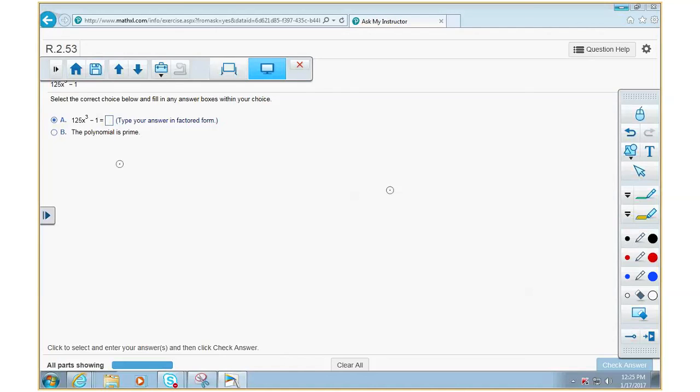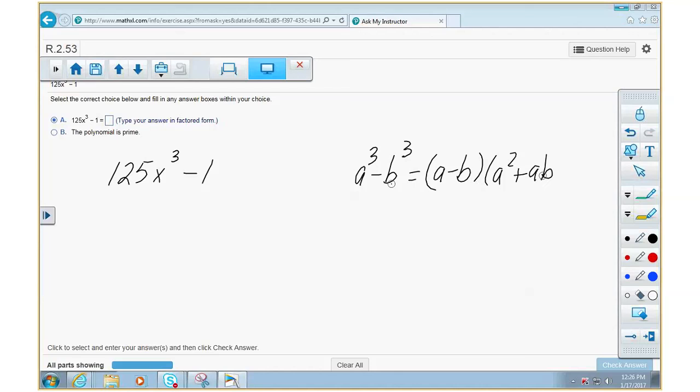125x cubed minus 1. All right, somebody tell me which shortcut it is, or it could be. 4 or what? 4 or 5. It cannot be the first 3 because it's a perfect what? Cube. Now you just gotta know what the cube root of 125x cubed is. 5x. So, shortcut number 4 says a cubed minus b cubed is equal to a minus b times a squared plus ab plus b squared.